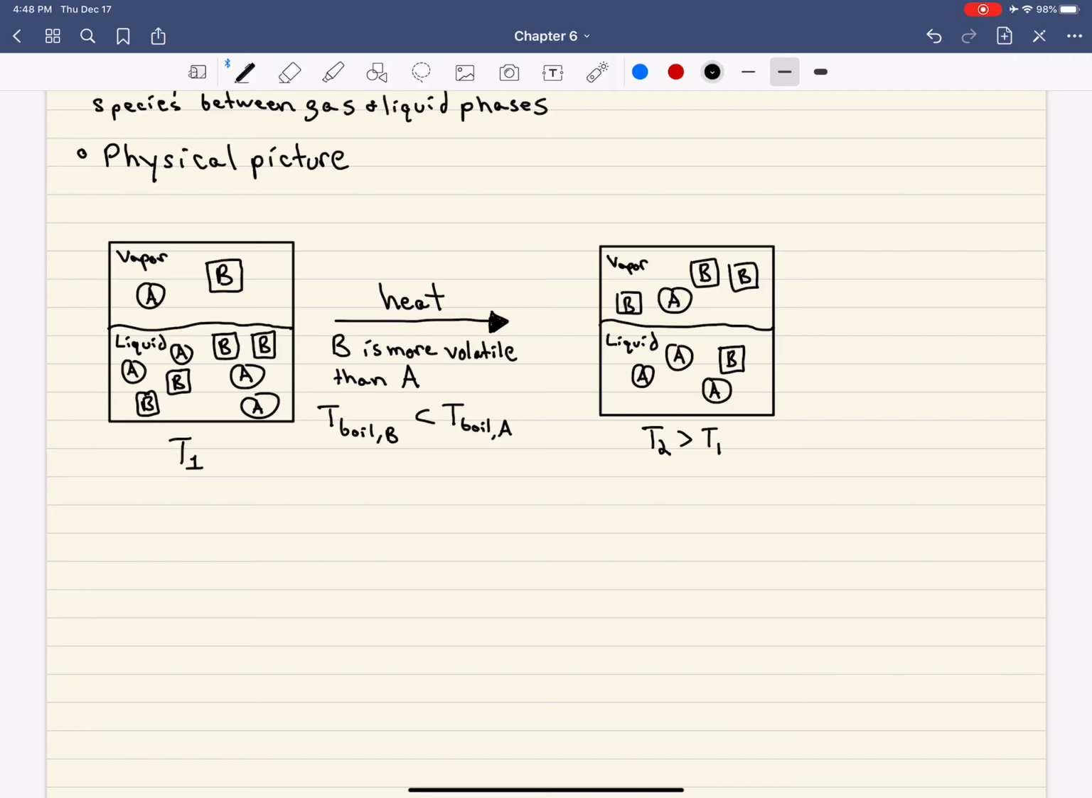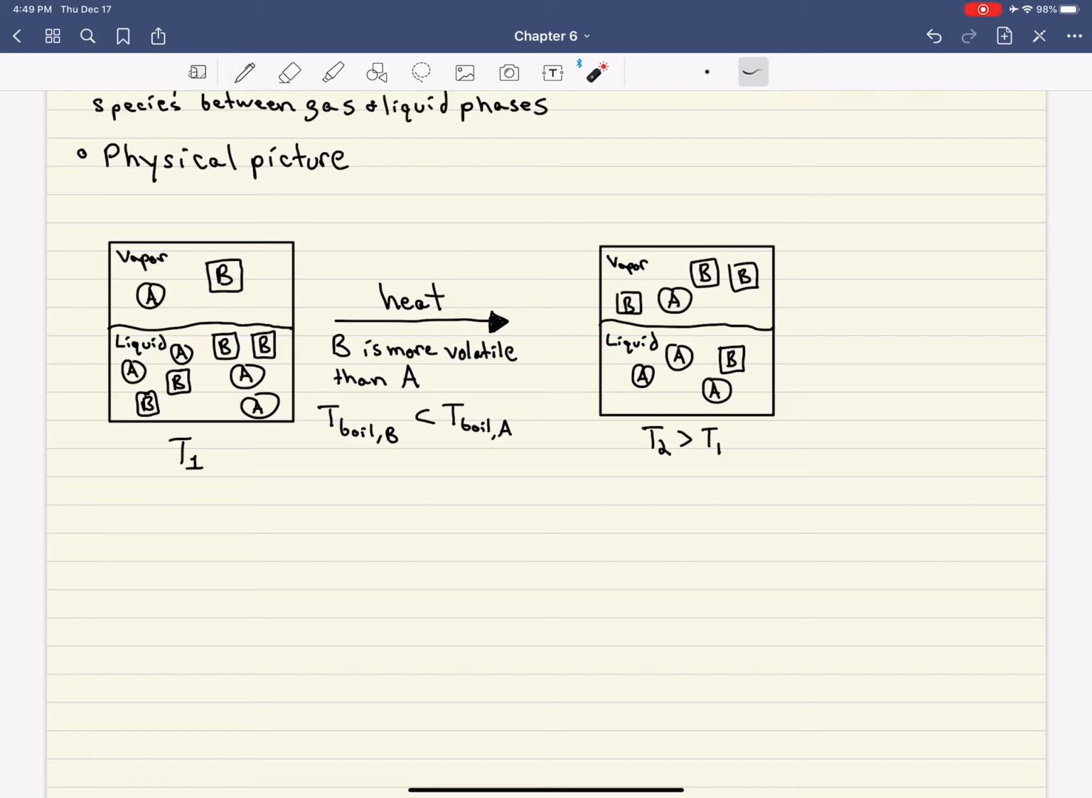And so because the B molecule is more volatile than A, what ends up happening is that even though at the beginning we started with equal molar compositions of A and B in both the liquid and vapor phases, now when we add heat to the system, our vapor phase has more B molecules in it. So the vapor phase becomes enriched in B, while the liquid phase is left over with more A molecules, right? And so the liquid phase becomes enriched in A, okay?